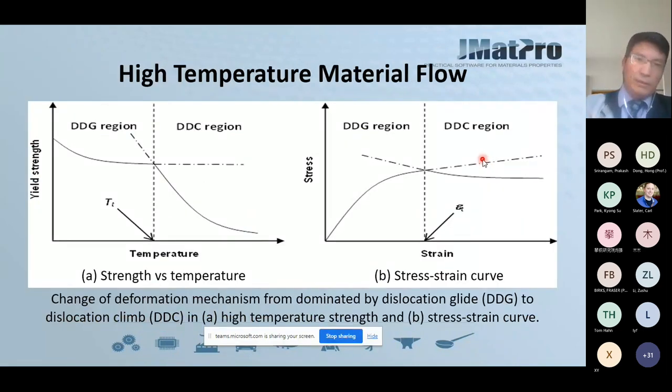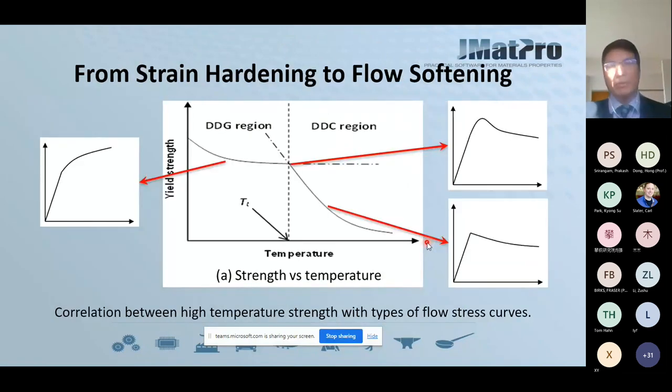And this kind of switch appears in at least two places. One is, as I explained, that strength is a function of temperature. You will have a critical temperature there. Below DDG, above DDC region, you will also have this kind of switch in the stress-strain curves or flow stress curves. In this context, the transition part is a critical strain, or shall we say a transition strain. And this transition strain is not a constant, as you can imagine. It is a function of temperature and strain rate.